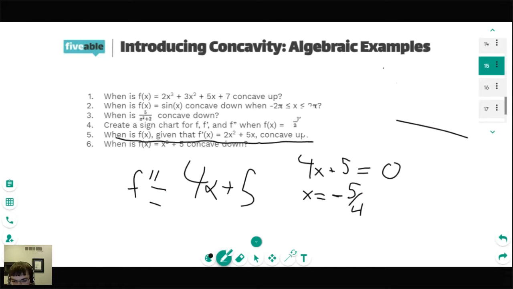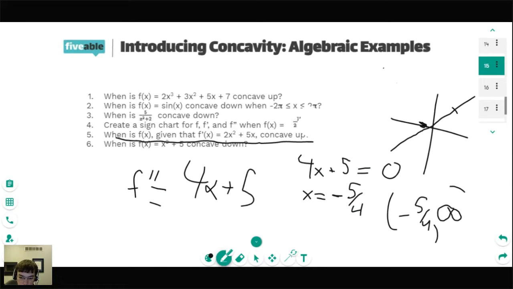So if we graph again, we'll have that point. Because it's a positive slope, it'll be looking like this. So it will be concave up from negative 5 over 4 all the way out to infinity. And so that would be how you would do this problem.